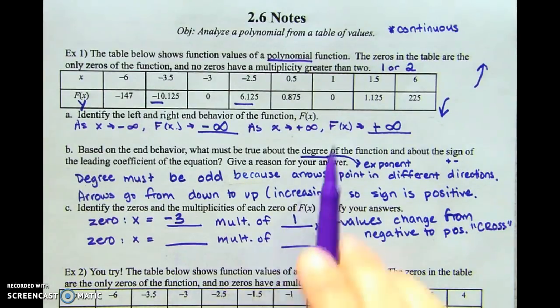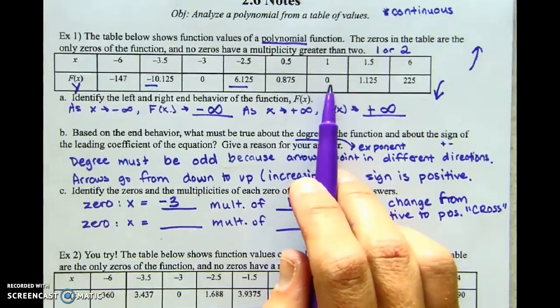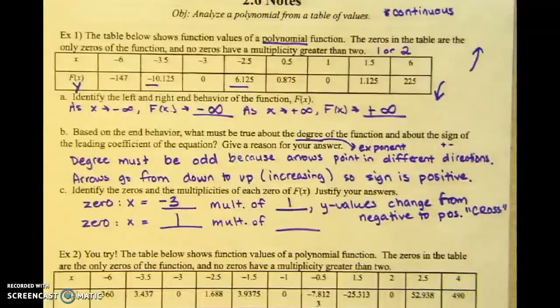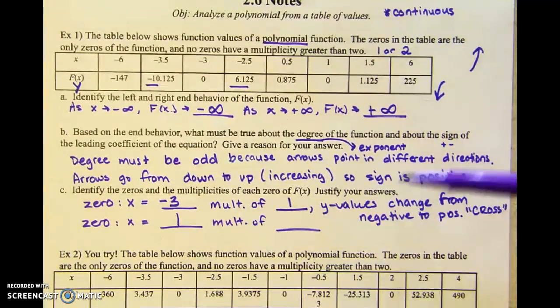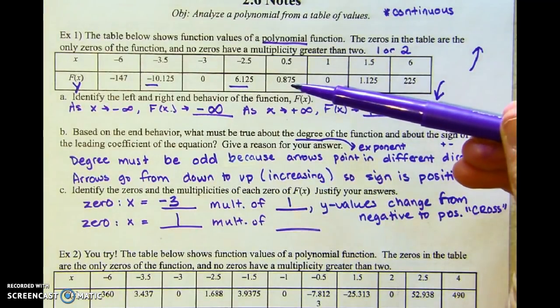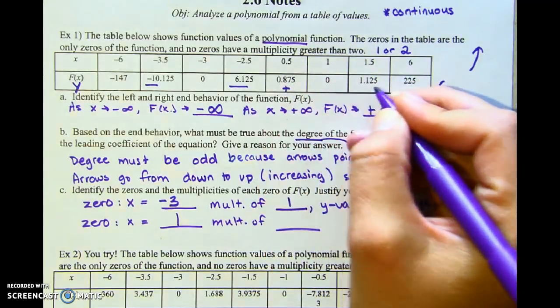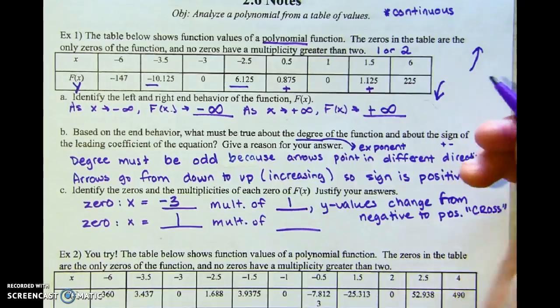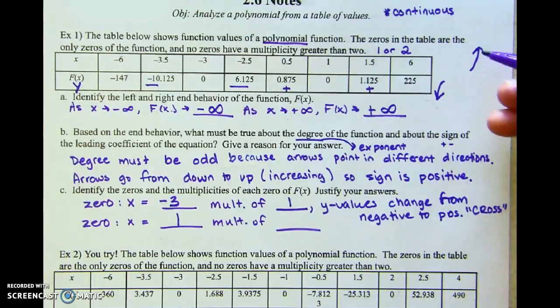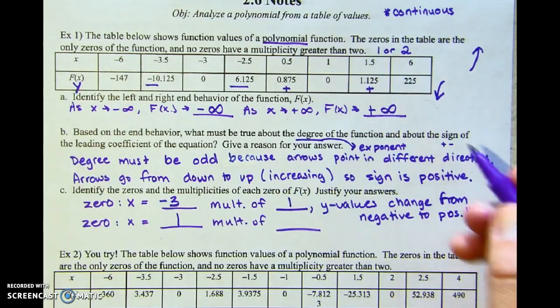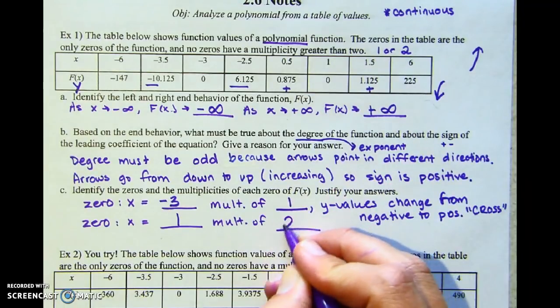What's the other 0? The other 0 is here. Do you see the number 0? That's a 0. What's the x value of that 0? 1. Okay. Now, was that a bounce or a cross? Sorry for the lighting changes. What's on the left of the 0? Is this positive or negative? Positive. And what's on the right? Positive. So if it stayed positive, then that means it's a bounce. And so the multiplicity is 2.